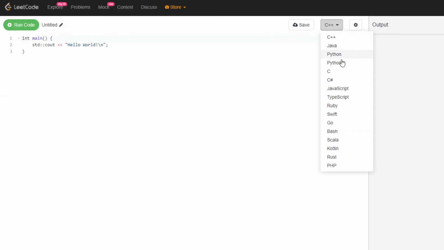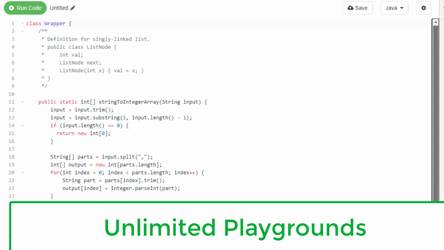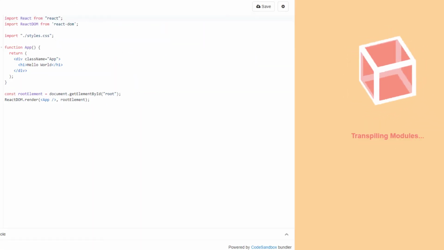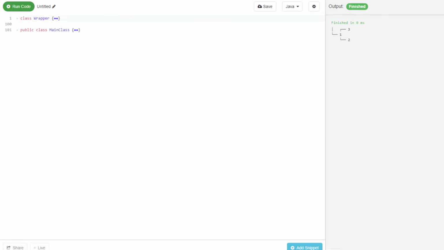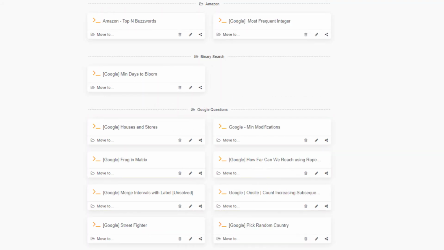The final premium feature is unlimited playgrounds. Playgrounds allow you to run code in an integrated environment in whatever language that you choose. So in each playground, you can choose to do what you want. You can maybe write some code in Java, write some code in Python, another one, write some code in C++ and another one. It's really up to you. Each playground is completely separate from another.